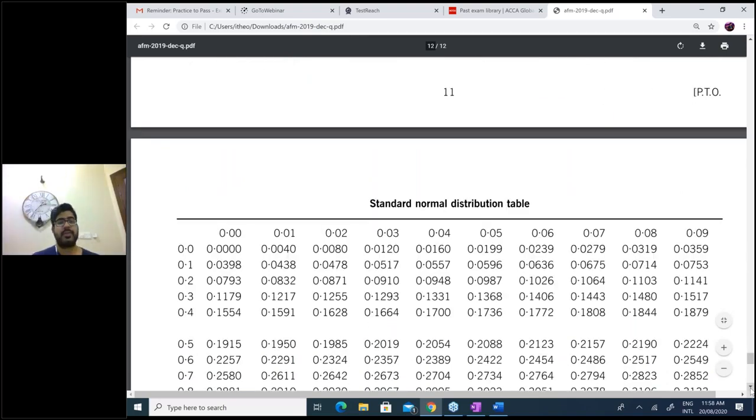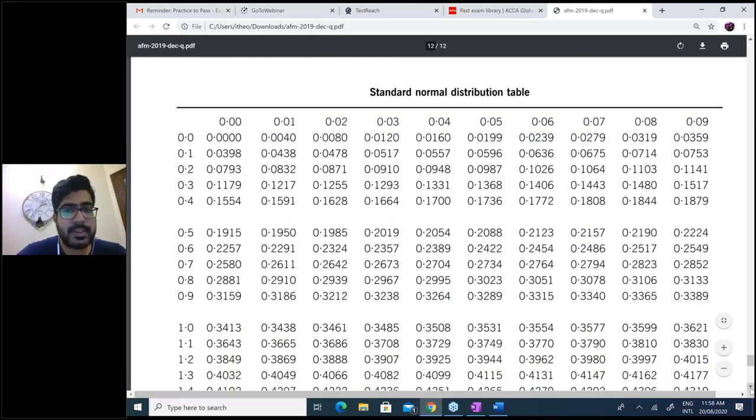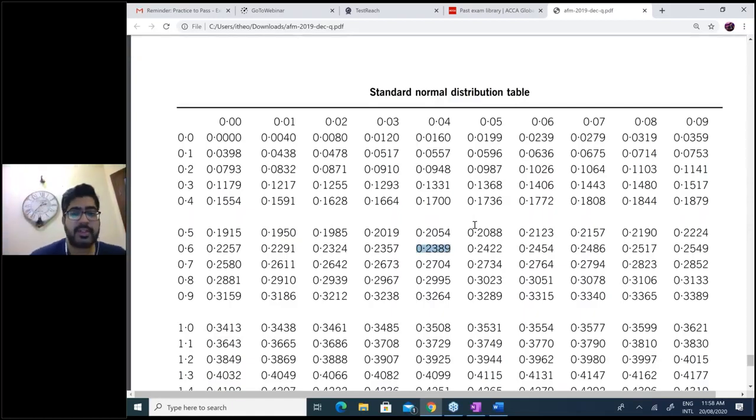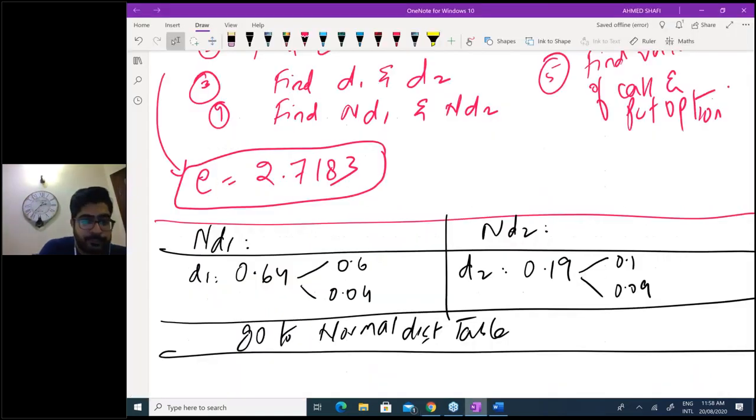Now, in this normal distribution table, you can find that the rows are of single decimal places and the columns are for multiple decimal places. Okay, so firstly, you need to find ND1. For D1, it's 0.64. You break it into 0.6 and 0.04. Go to the intersection of 0.6 and column of 0.04. So for ND1, the intersection of 0.6 and 0.04 gives 0.2389.